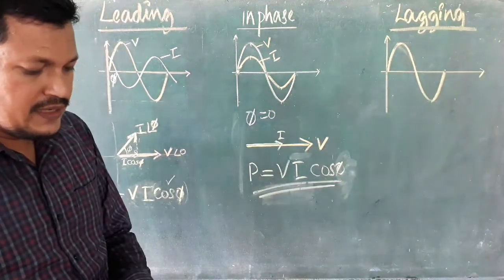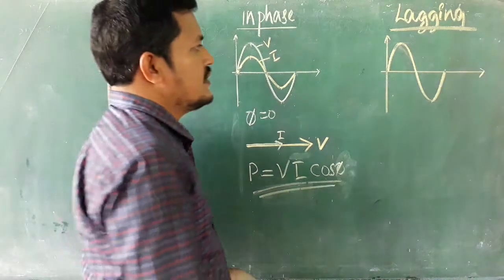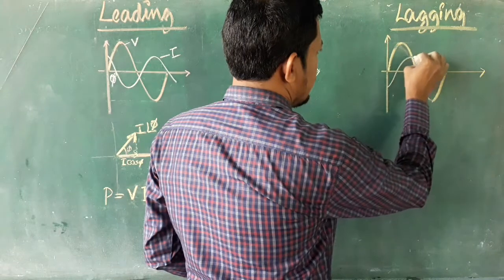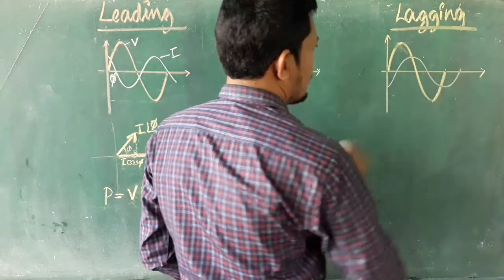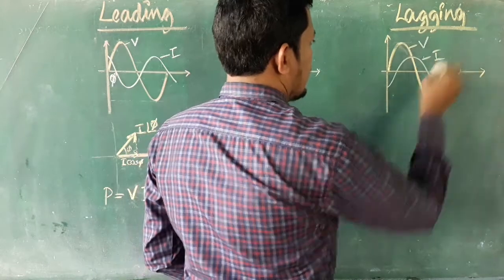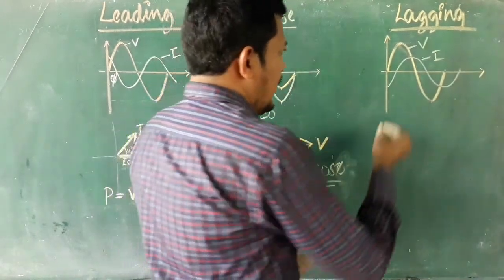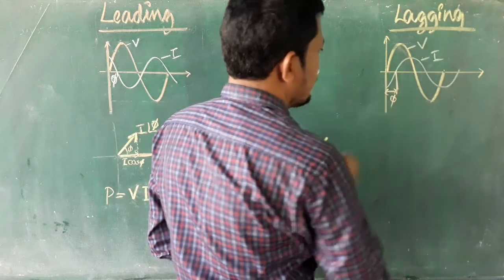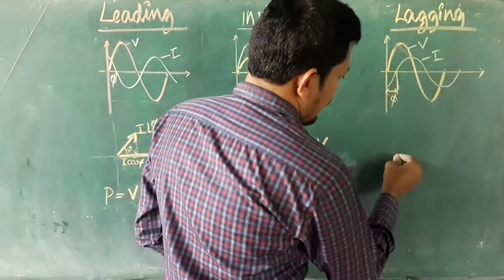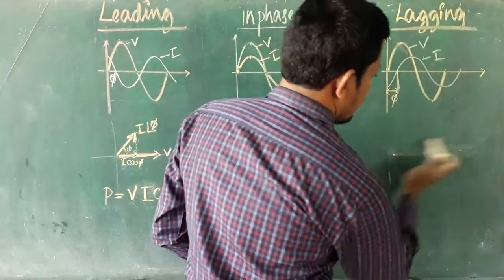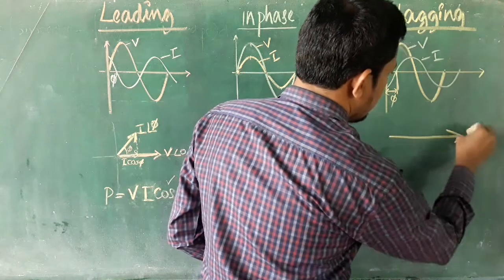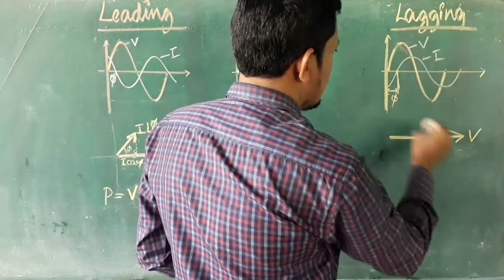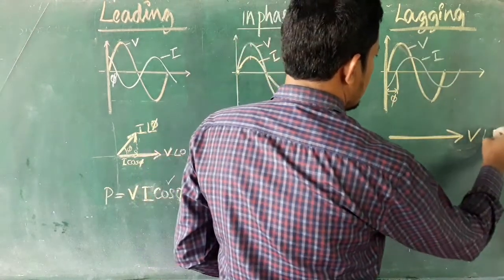Next we are discussing the lagging condition also. In this lagging condition the waveform starts below the x-axis. So the current starts here. Clear? It goes like this. This is the voltage, this is the current. Now the angle between voltage and current is again phi. So I am drawing the phasor. This is the phasor for voltage at the position of the reference line, voltage V at the angle of 0.